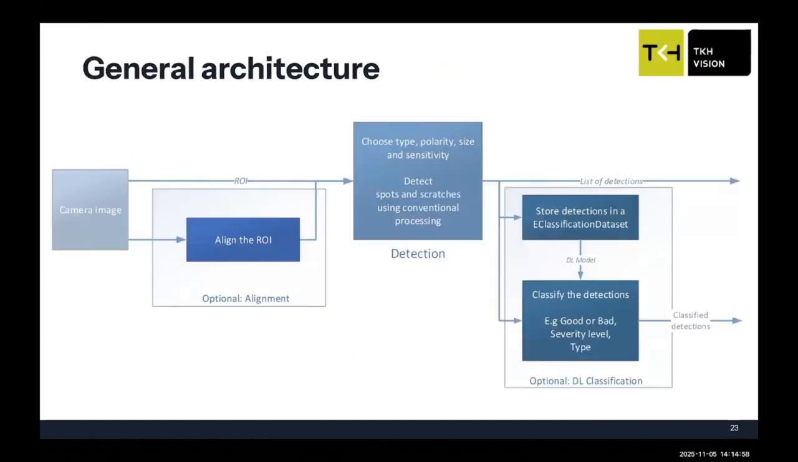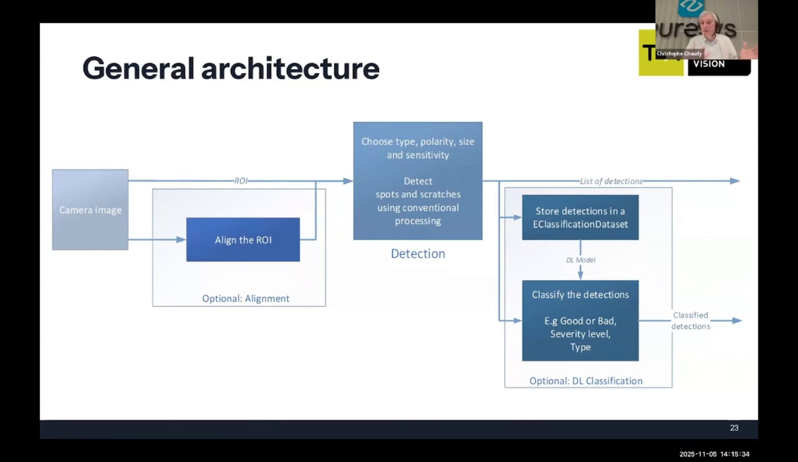So how it works in general. First, from the camera image, we can perform the alignment of the region of interest. It's searching in the image, where are your parts? Then the detection of the defect itself happens here. You choose the defect by setting attributes. What is the type? What is the polarity? Polarity means, is it black over white or white over black? The size and the sensitivity of the detection.